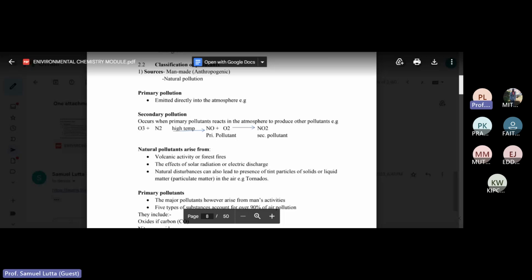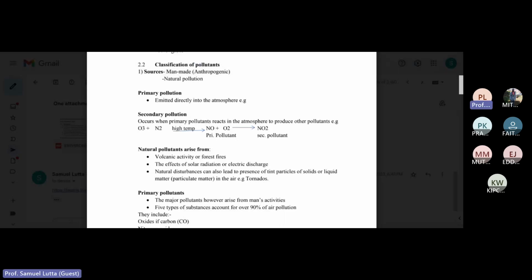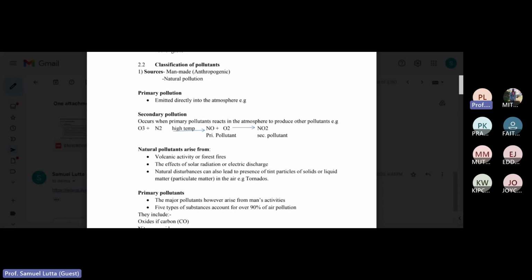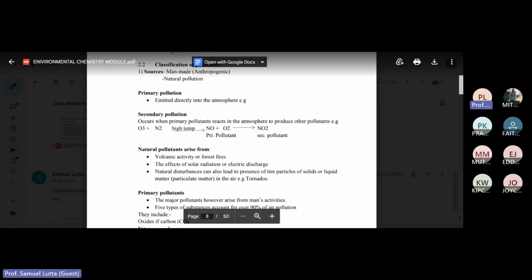So we have just given an example here. Nitrogen can react with oxygen. When nitrogen reacts with oxygen at high temperature, then it forms nitrogen monoxide. So here, nitrogen monoxide has a direct effect as a pollutant. It's a primary pollutant, but it can react with oxygen to form another pollutant. So a secondary pollutant is a pollutant which is formed from a primary pollutant after some reactions.